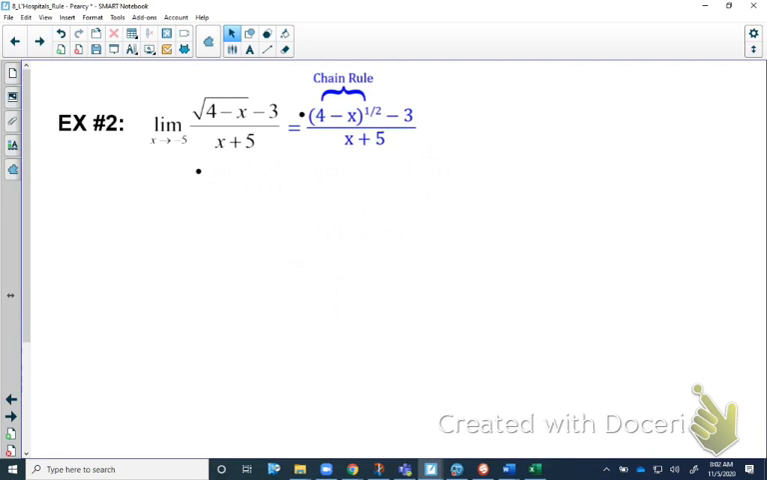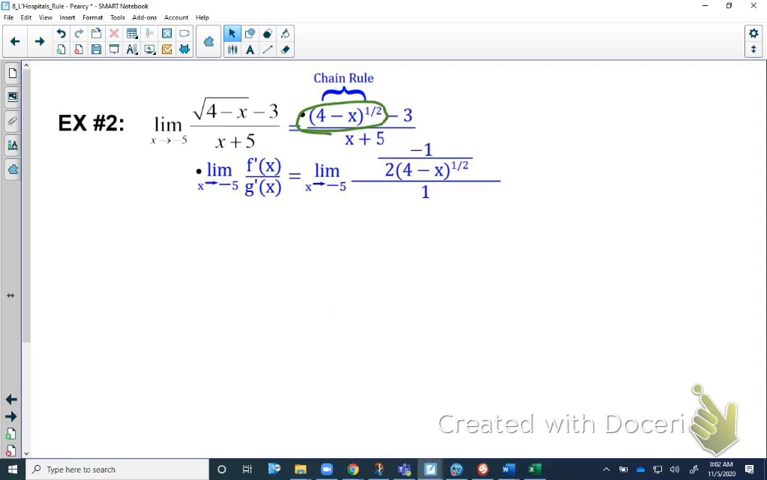I'm converting it from a radical form into an exponent. And now when I take the derivative, this is what I'm going to wind up getting. Let me be clear about what I'm doing from step 1 to step 2. If I say 4 minus x to the 1/2 power, I'm going to take the derivative of the whole thing. So using the general power rule, we're going to multiply the 1/2 by whatever the coefficient was. In this case, it's 1.